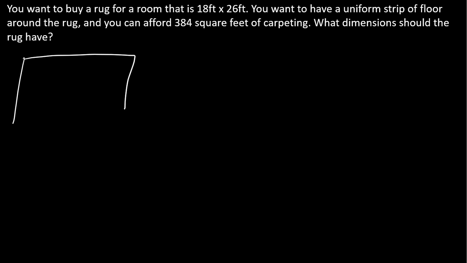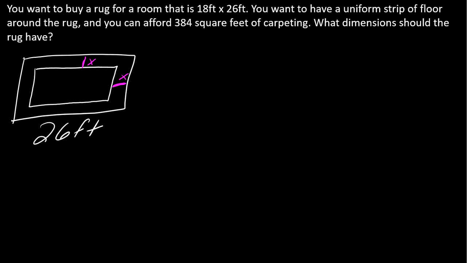All right, so I've got a room and I've got a rug, and I want this little strip around the rug to be uniform. So from here to here, this is x, and from here to here, this is also x. Now, the thing I know about the room is that the room is 26 feet by 18 feet. So here's the situation, right? Let's just finish marking this off. This is x, and this is also x. So I've got that uniform strip around it. Okay, so I can afford 384 square feet of carpeting.